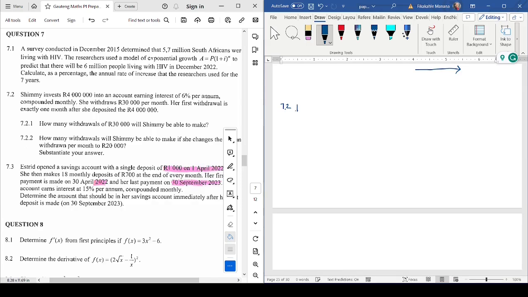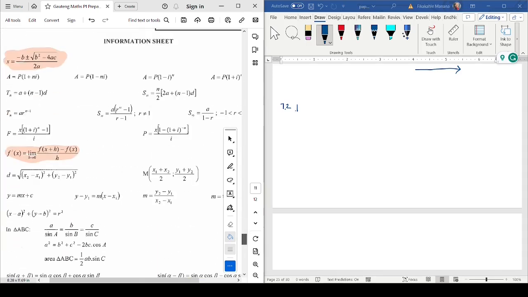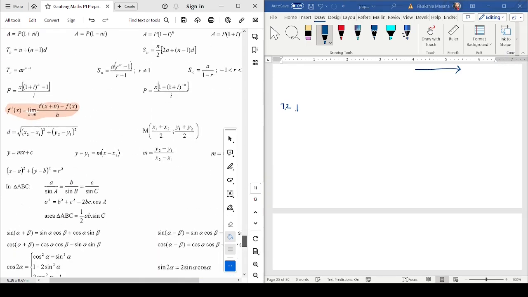Now, how many withdrawals of 30,000 will Shimi be able to make? In this case, she has invested 4 million and she withdraws 30,000 per month, so this is money she has now. Okay, so we will have to use the present value formula. If you have forgotten what that equation looks like, there it is, PV, present value.